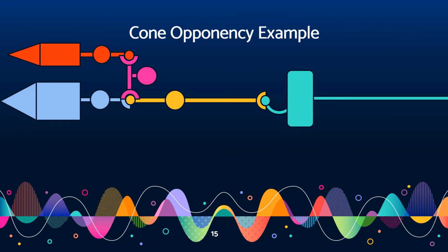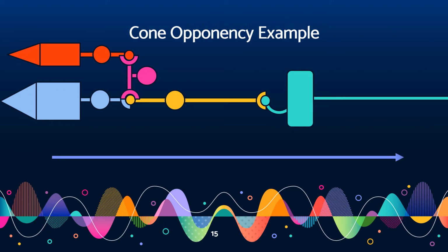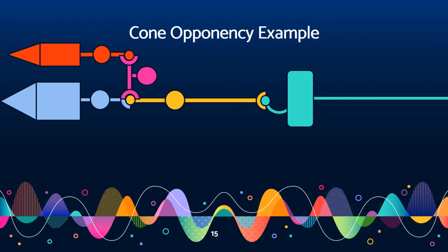Let's go through a simplified example of a cone opponent circuit. On the left-hand side of your screen, you'll see two photoreceptors with different spectral sensitivities. Information from these photoreceptors is propagated from left to right across the screen, passing through a horizontal cell, bipolar cell, and ganglion cell before being sent to the brain. If we record from two opponent cells in this circuit, what would we find?